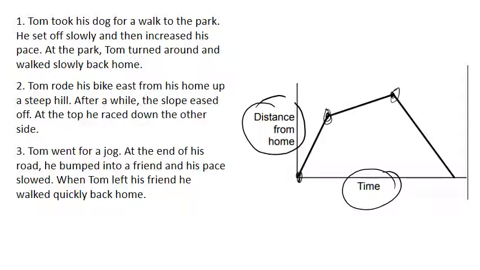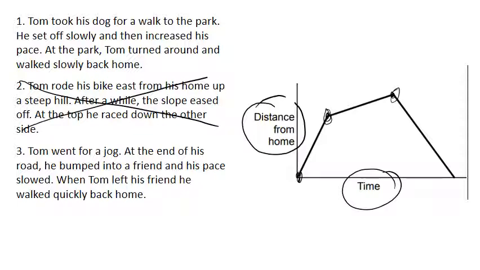Let's check the rest. Tom rode his bike east from home up a steep hill. After a while, the slope eased off. At the top, he raced down the other side. Now this one's just trying to trick you. It's trying to make you think of it, but we don't know where he was riding, right? We just know about his distance, and so 2 is not going to be a possibility. So then we have 3.